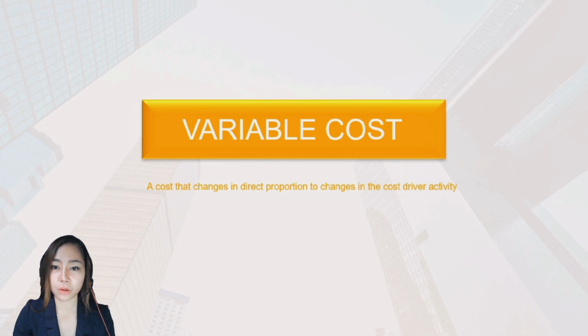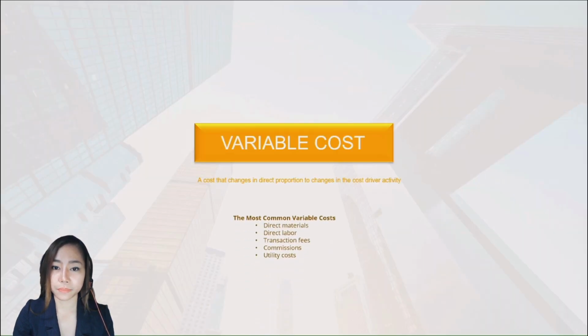Now, for variable cost. Variable costs are expenses that vary in proportion to the volume of goods or services that a business produces. In other words, these are costs that vary depending on the volume of activity, and the cost increases as the volume of activity increases, and it decreases as the volume of activity decreases. So the most common variable costs are direct materials, direct labor, transaction fees, commissions, and utility costs.